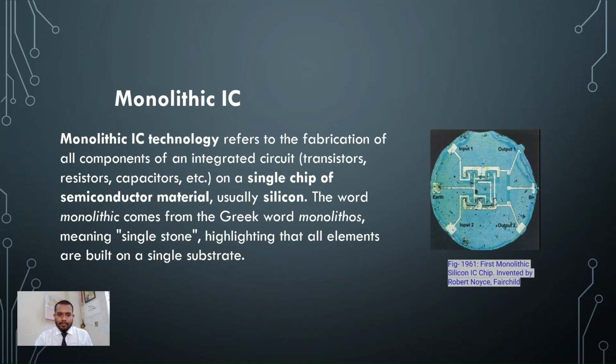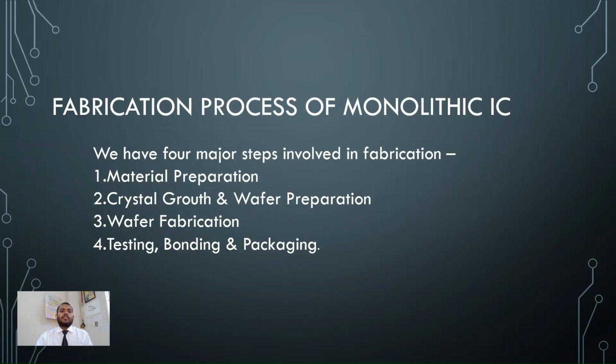Now, next, fabrication process of monolithic IC. We have four major steps involved in fabrication. First one is material preparation, second, crystal growth and wafer preparation, third, wafer fabrication, fourth, testing, bonding, and packaging.